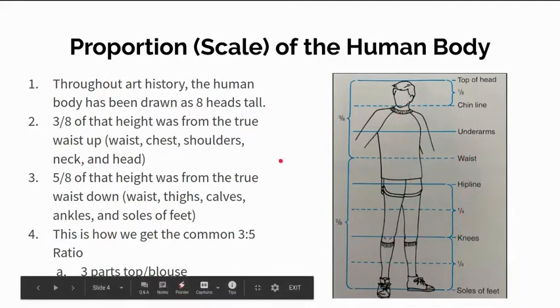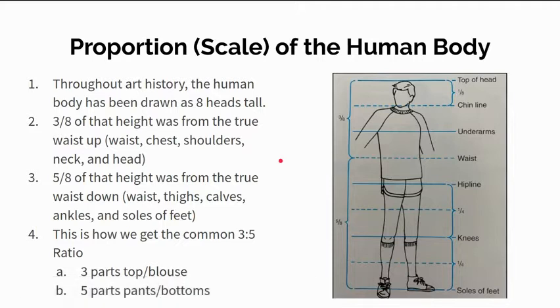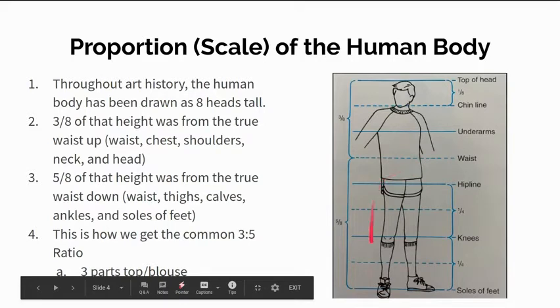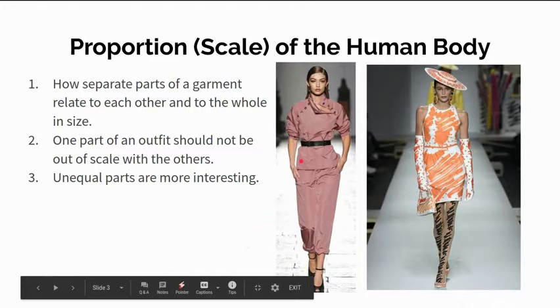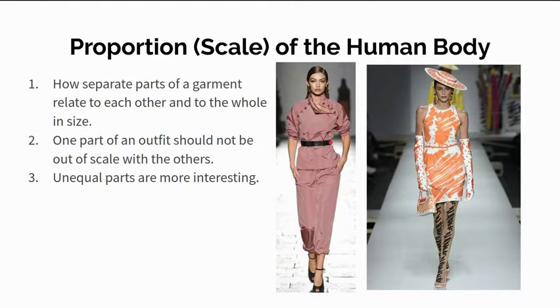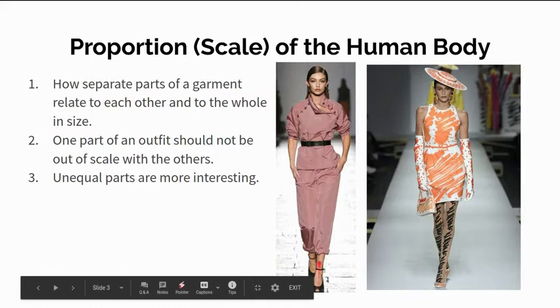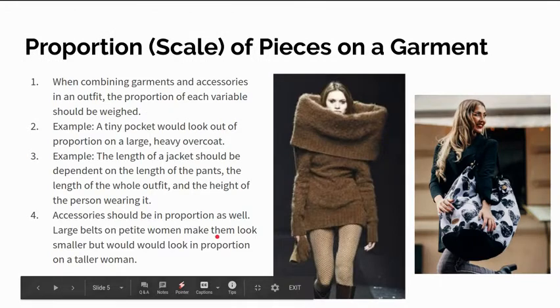So we're looking at that as proportion of the whole human body. That's how we get a really common ratio, a 3-to-5 ratio. 3 parts is going to be the top, the blouse or your shirt, your hoodie, whatever, and then the 5 parts are typically going to be your pants or your bottoms. From your waist down is all considered the bottom part. Here, this belt is a great way to show where her true waist is. From the belt up is 3 parts, belt down is 5 parts, and she's got the full pant leg there with the shoes. Same thing over here. So that's proportion to the human body.